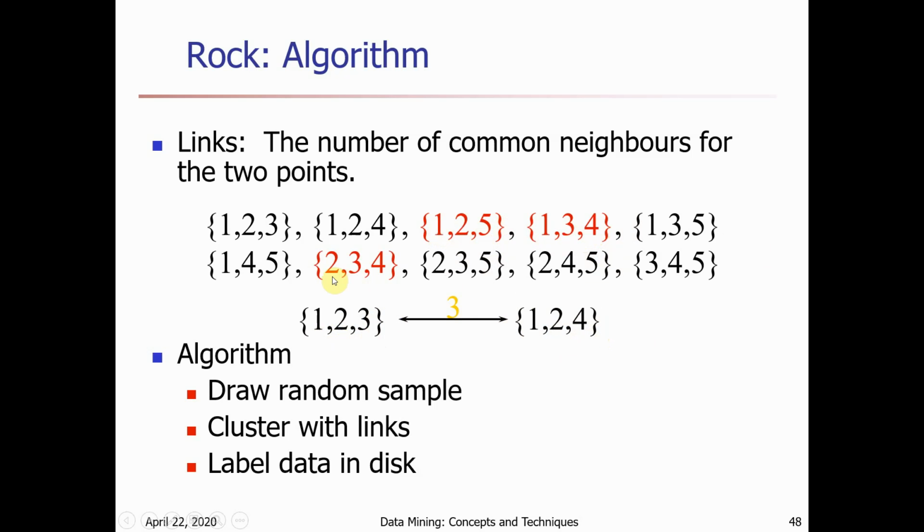Next, the two red color points, all of you observe, these red color points are the common neighbors of the given two points 1 2 3 and 1 2 4. Number of common neighbors is 3 here.